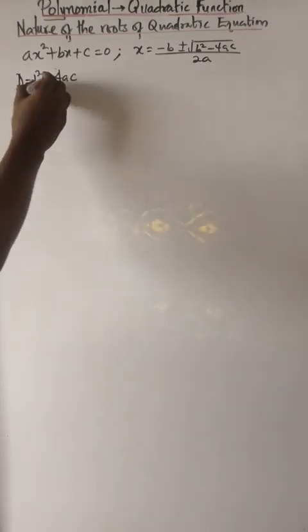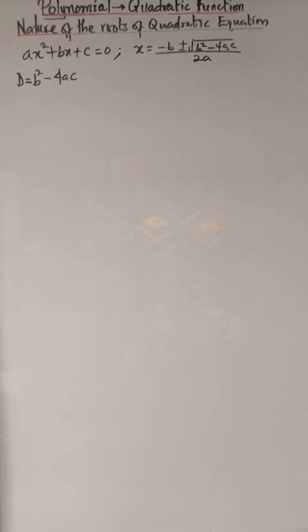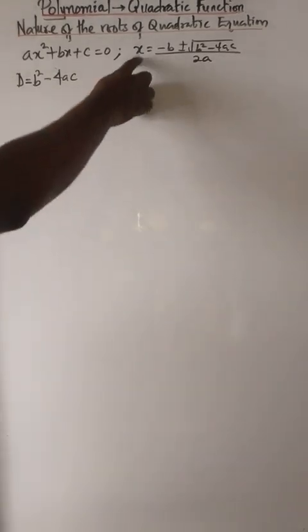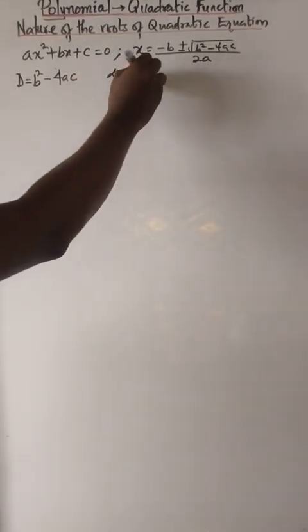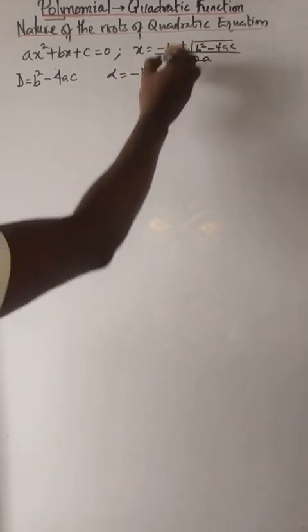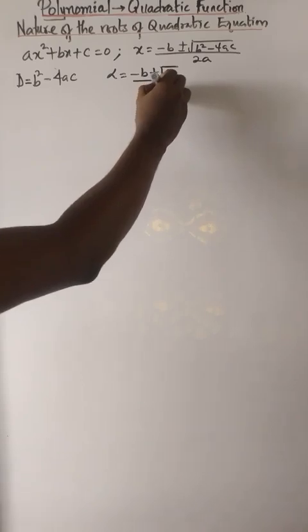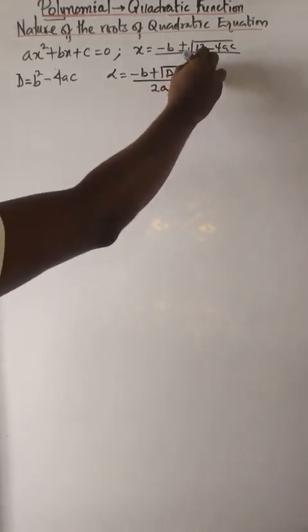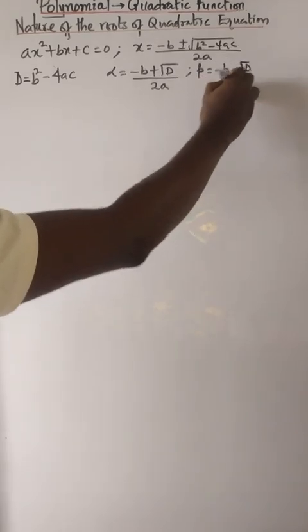And the value of d here will tell us the nature of the quadratic roots. So what are the possible values of d? Before that, let's show the roots. The first root, we call it alpha, and alpha is minus b, using the plus, root d over 2a. Then the second root, beta, is minus b minus root d over 2a.